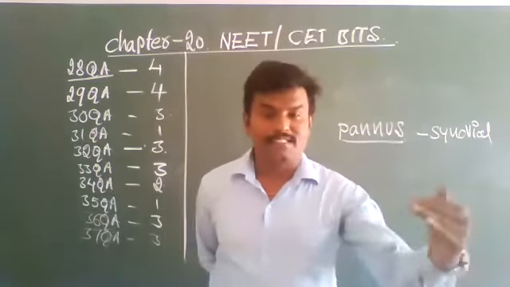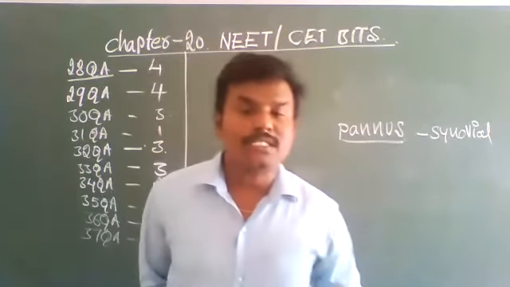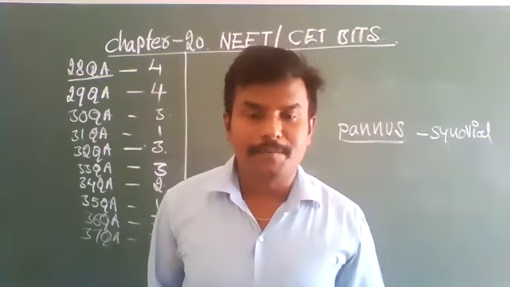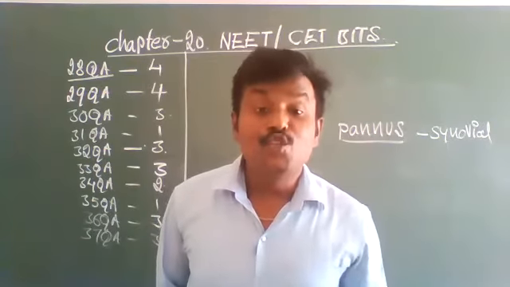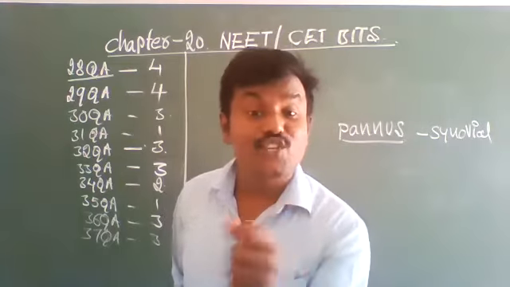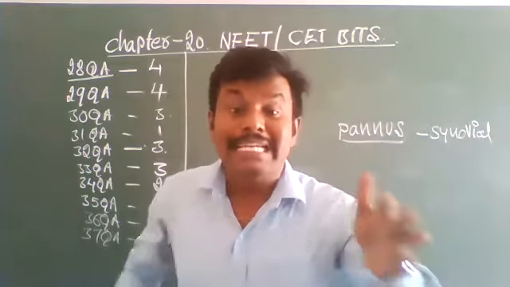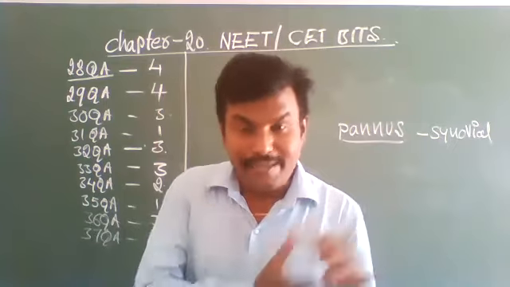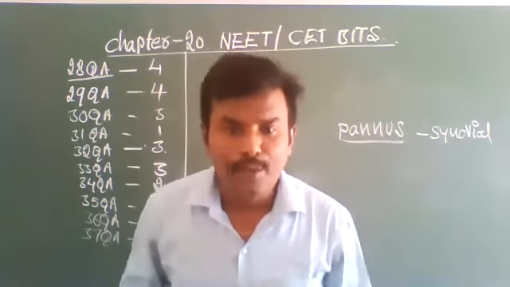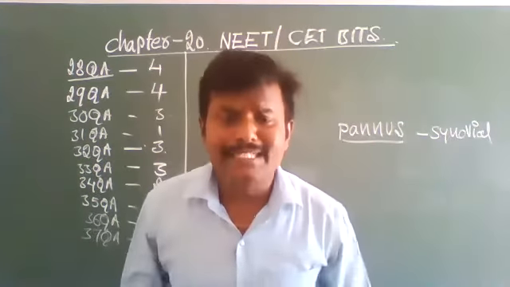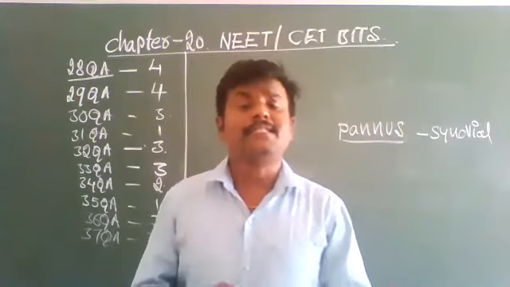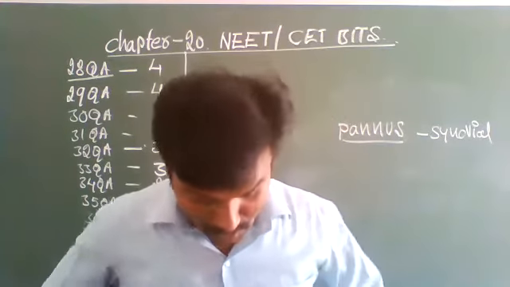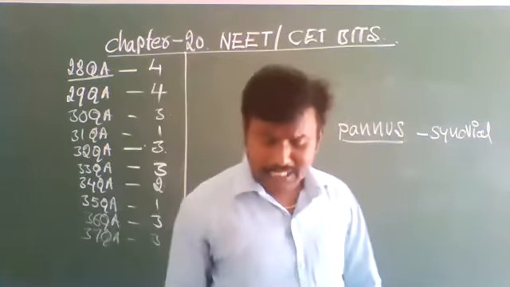Apart from pannus, persons suffering from rheumatoid arthritis often suffer from joint pains and inflammation of joints. Inflammation means swelling with pain. We are unable to stand, sit, or walk properly. That is called rheumatoid arthritis, joint pains. So the correct answer is 2.